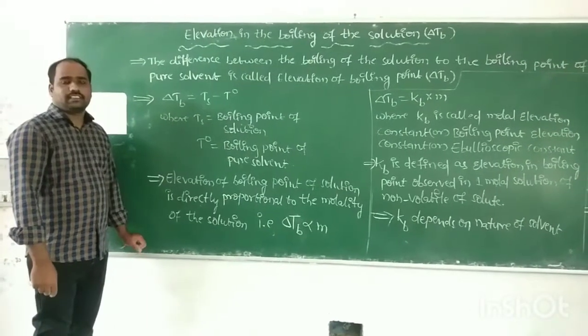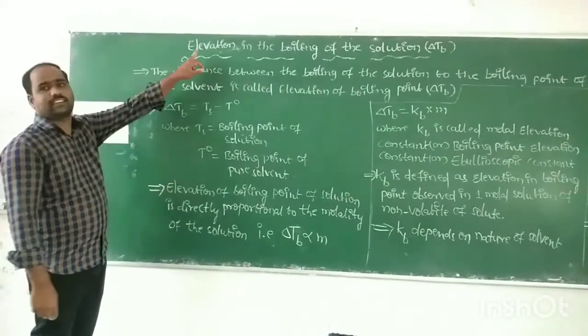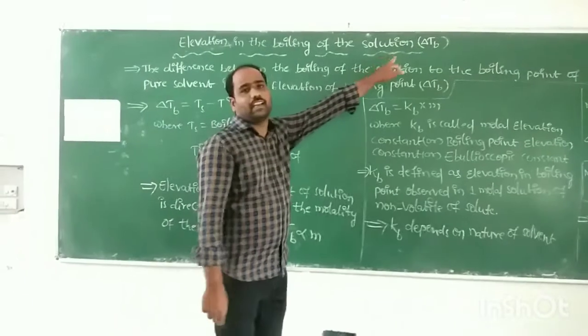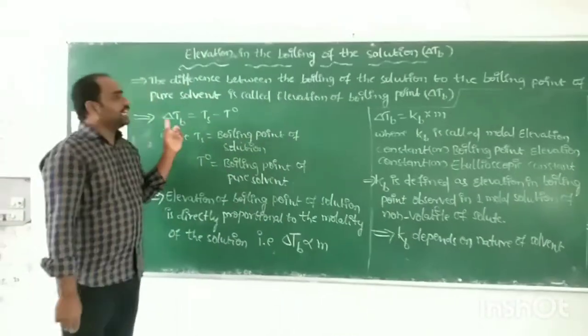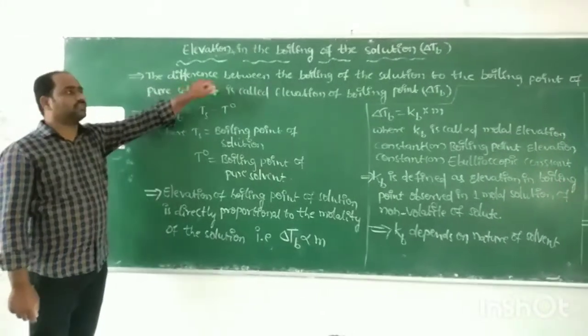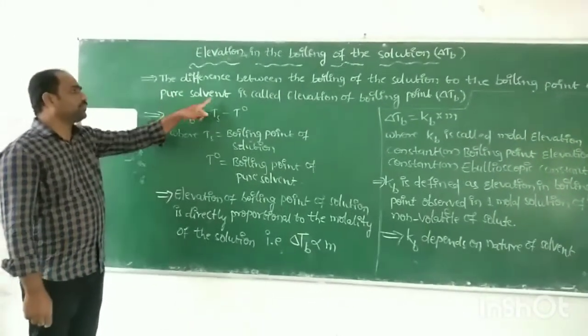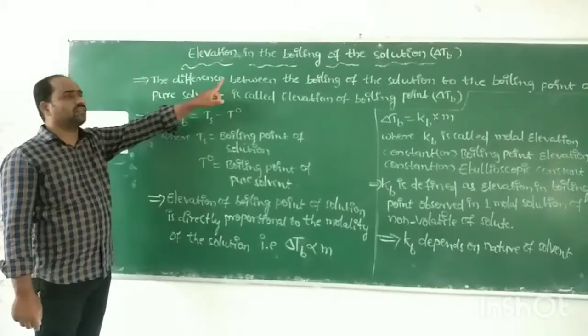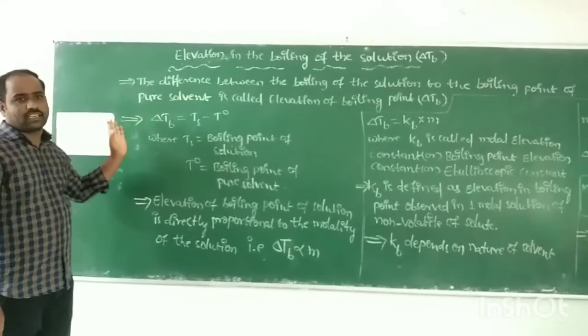Okay, students. The second colligative property is the elevation of boiling point of the solution, that is indicated with delta T. Listen students, elevation of boiling point is defined as the difference between the boiling point of the solution and the boiling point of the pure solvent. That elevation of boiling point is indicated with delta T.